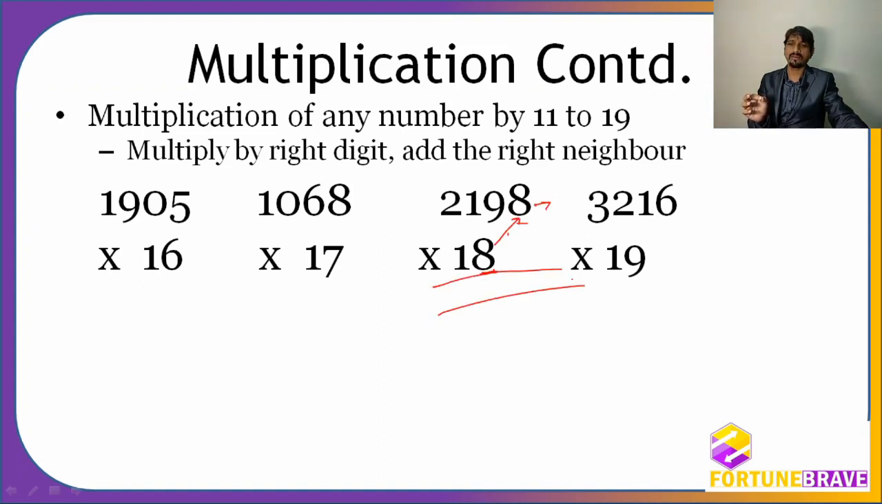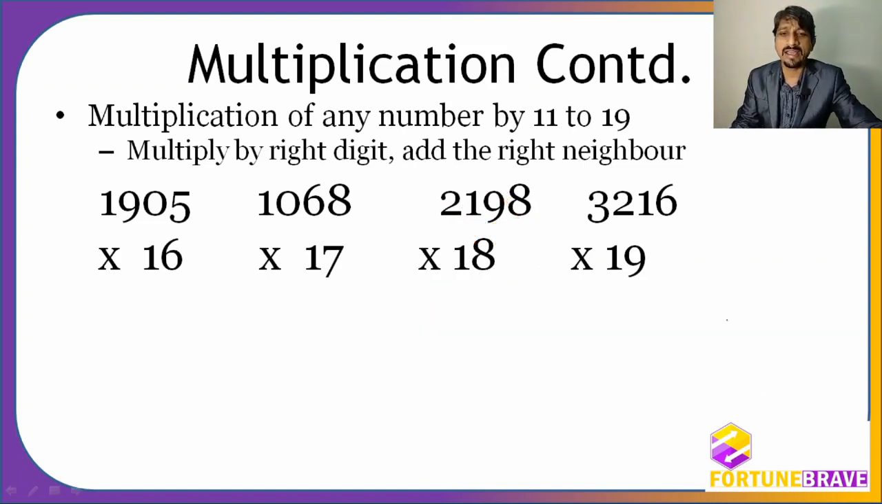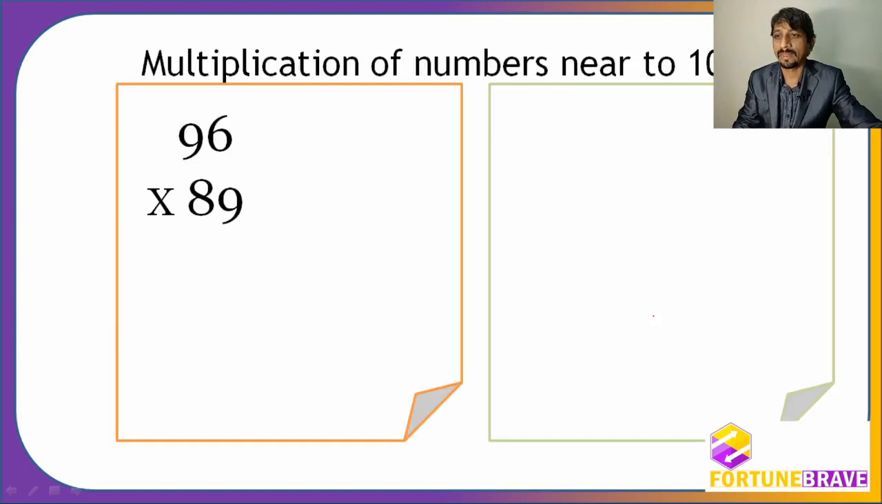8 8s are 64. 8 9s are 72, plus 8 is 80, 80 plus 6 is 86. Again 8 1 is 8, plus 9 is 17, 17 plus 8 is 25. Again 8 2s are 16, 16 plus 1 is 17, 17 plus 2 is 19. And then the 8, nothing is there, 2 plus 1 is 3. Is that clear? So you can do all these questions. Right, note it down. Shall we go to the next one? Are you ready? Are you excited? Come on, do it. Okay.